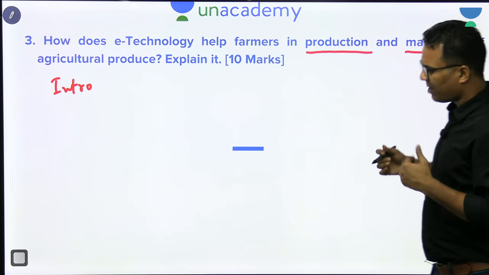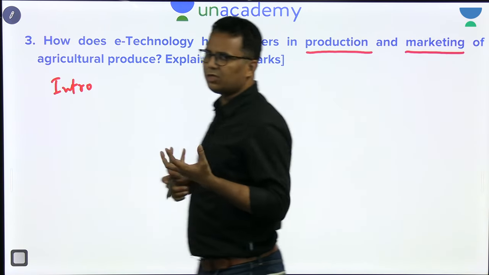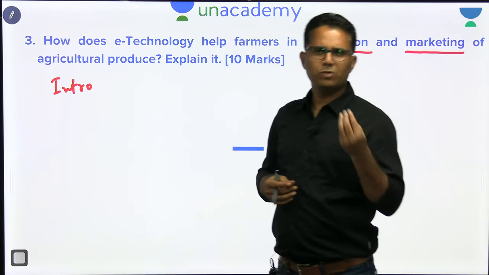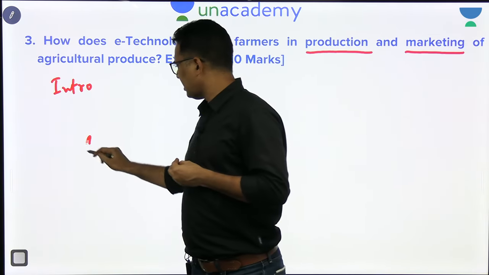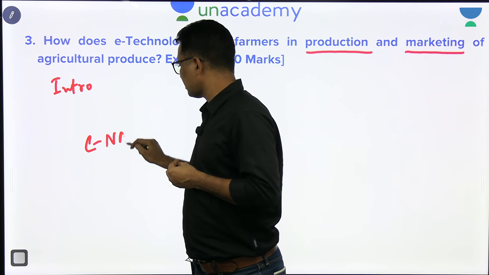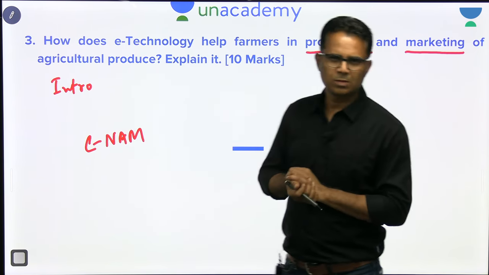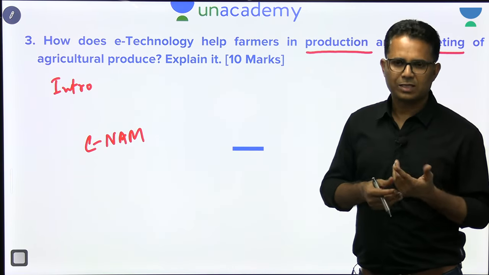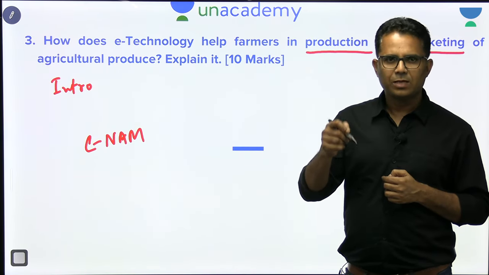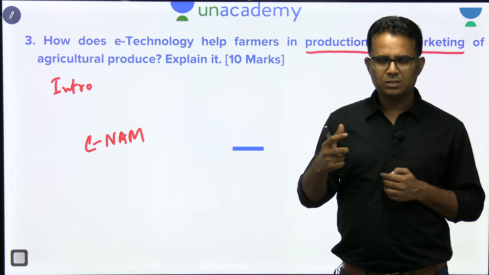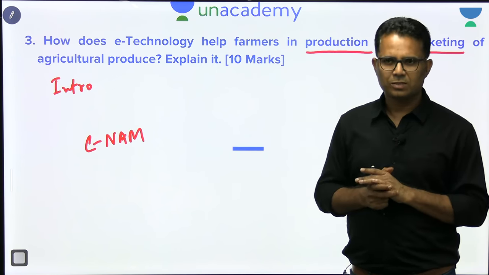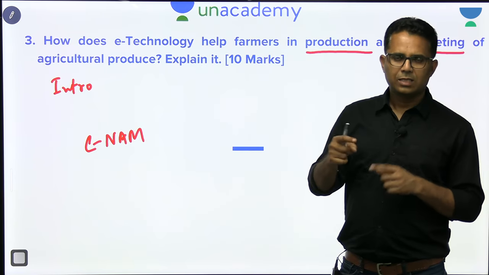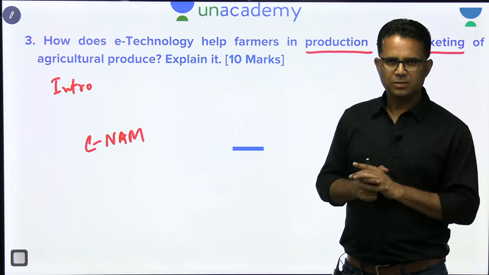Now, marketing. So, how e-technology is helping the marketing of agriculture produce, you need to name certain things. For example, E-NAM is the best. Now, E-NAM will have to tell that how it is exactly helping in marketing. So, you just need to tell that E-NAM has increased the options for sale for the Indian farmers. Earlier, Indian farmers were selling only to the APMC. Now, through E-NAM, they can sell to the entire country.